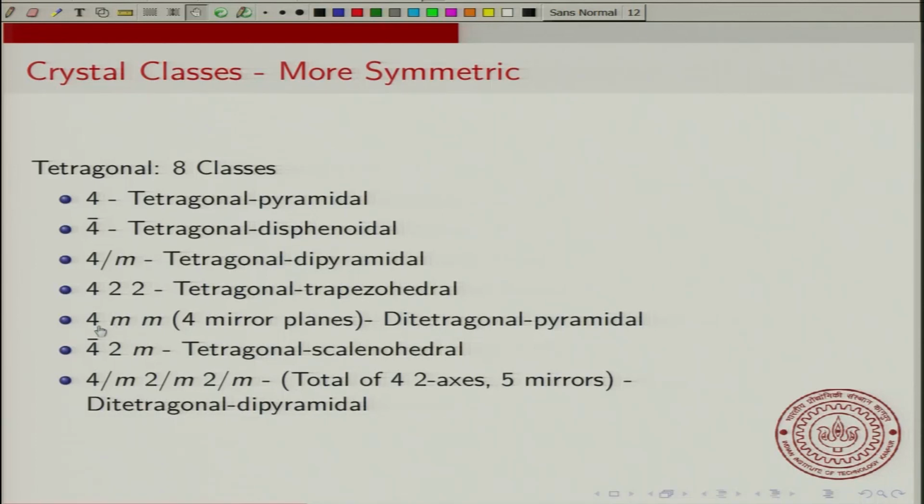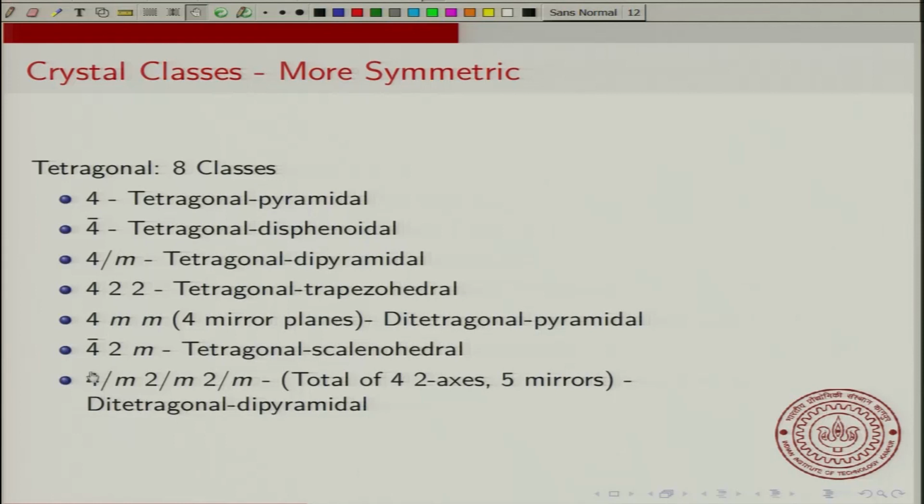Now, if it has a tetragonal axis and 4 mirror planes, I am writing only 2 mirror planes, we will see soon why we write only 2. But basically if it has a 4-fold axis of rotation and 4 mirror planes, then you call it ditetragonal pyramidal. If it has a 4-fold roto inversion axis, a 2-fold axis of rotation and a mirror plane, then you refer to it as tetragonal scalenohedral.